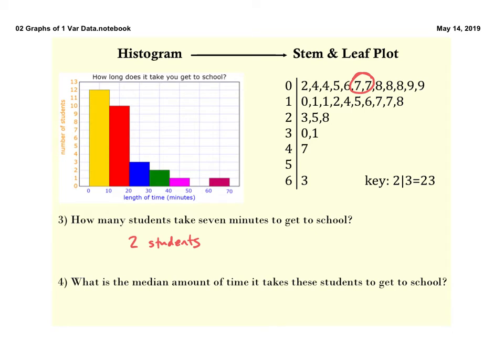And on the histogram, we were unable to know that. Okay, let's take a look at the next question. It says, what is the median amount of time it takes these students to get to school? So remember, the median is the middle number.